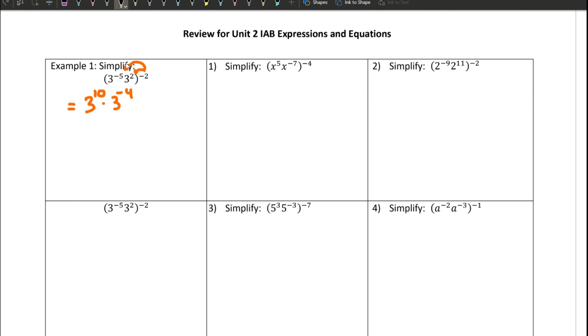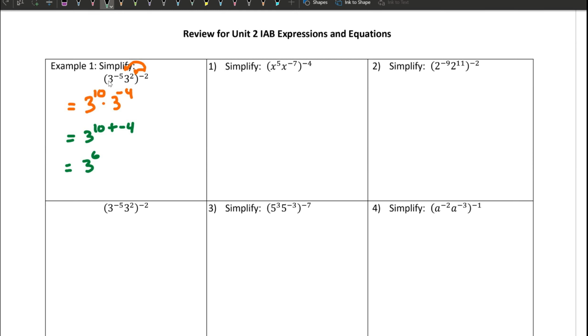Okay, so we end up with 3 to the 10 power times 3 to the negative 4, which then you can use the product rule. When you multiply two exponents, you can add the power. So that means 10 plus negative 4, which gives you 3 to the 6th power. Okay, so that is method 1, one way you can do it.